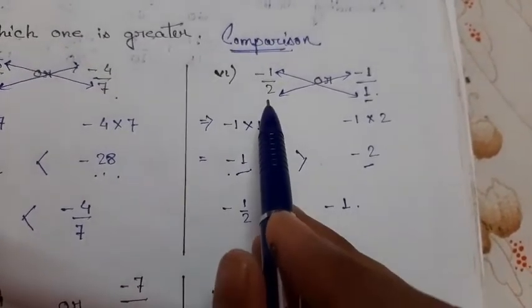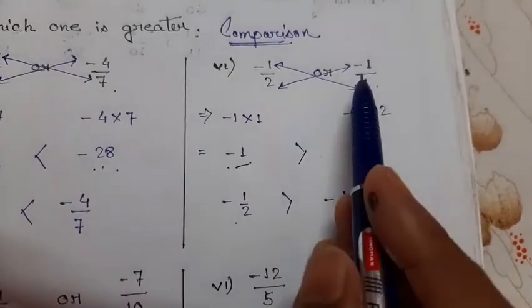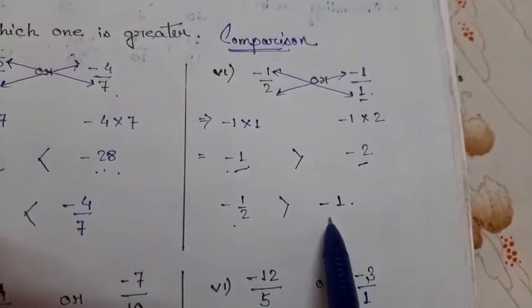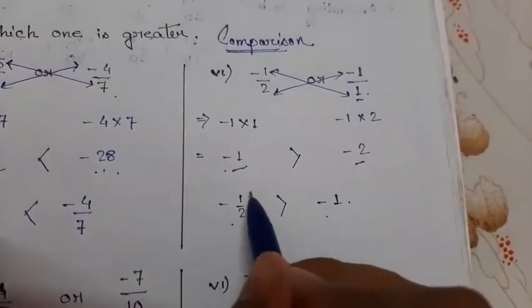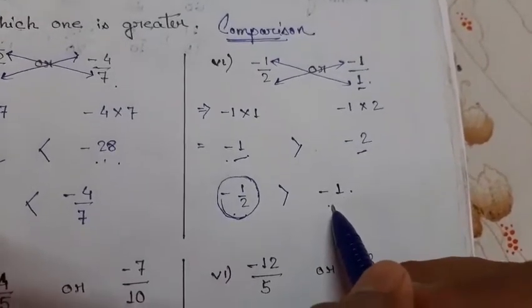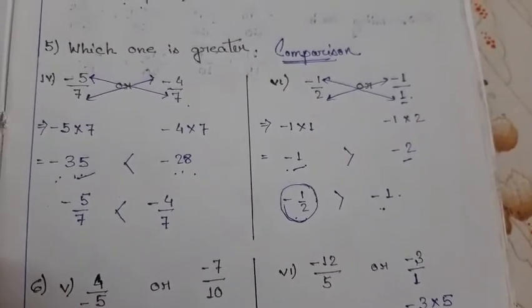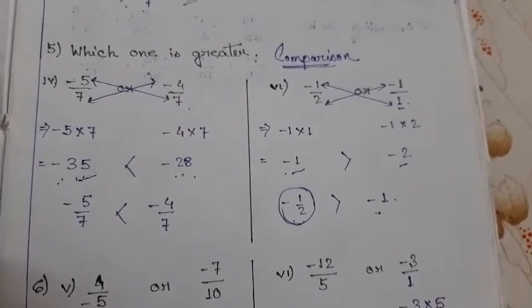Minus 1 is for minus half. So we have to write minus half greater than minus 2, which is for minus 1. So which is greater? Minus 1 by 2 is greater and minus 1 is smaller. I think now you can understand how we can compare two rational numbers or find the greater or smaller rational number.